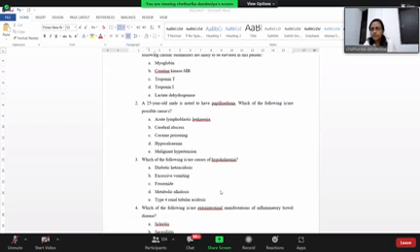You treat them with something called, anybody knows what it is? The treatment? Those who got the answer correct? Okay, so the treatment is with a mineralocorticoid replacement. You treat them with mineralocorticoids. That's the treatment. Okay?